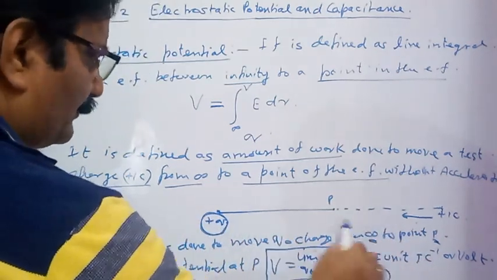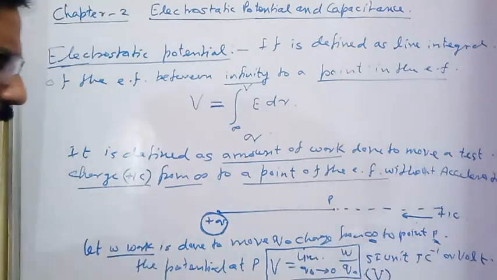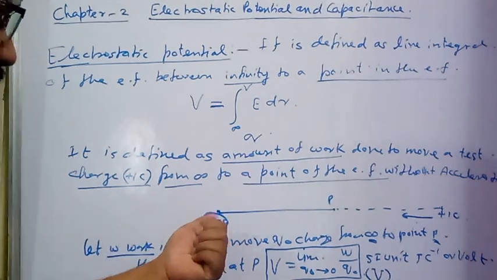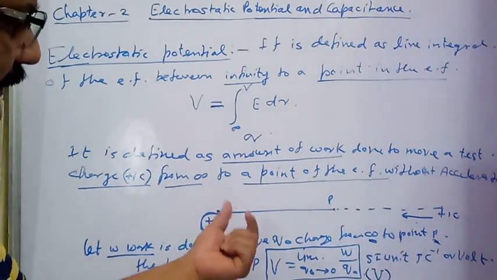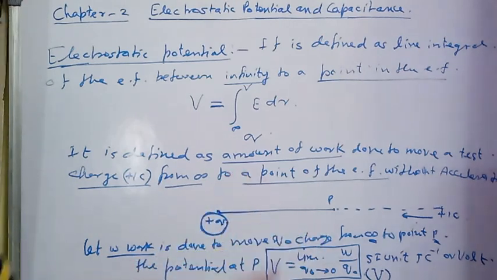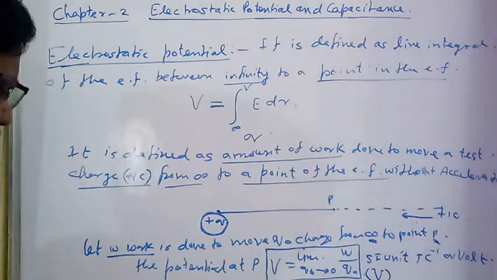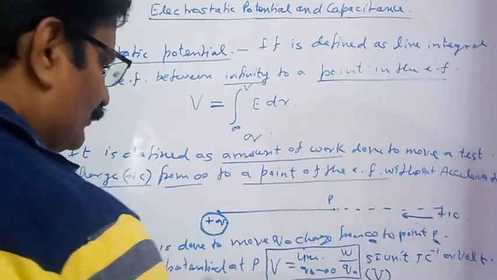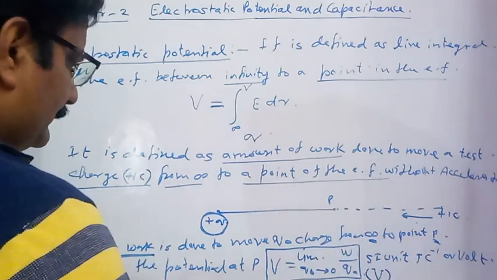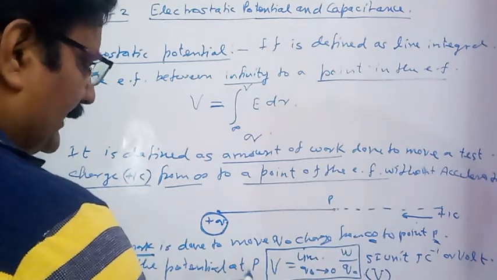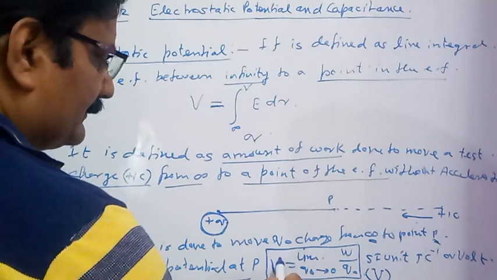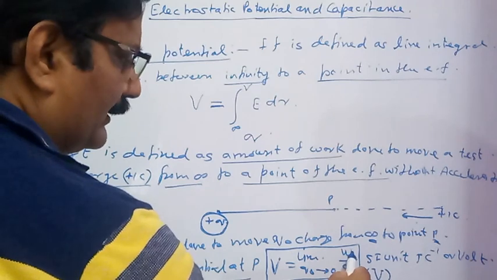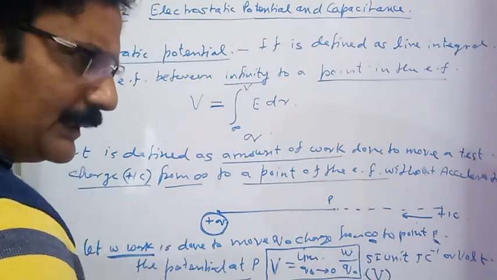So in that condition, potential at a certain point of the electric field is going to be positive. If the source charge is negative, work is being done by the source charge due to its attraction, then potential is going to be negative. Suppose W work is done to move Q naught charge from infinity to point P of the electric field, then the electrostatic potential at point P can be given as V equals limit Q naught tending to 0, work done divided by magnitude of the charge.